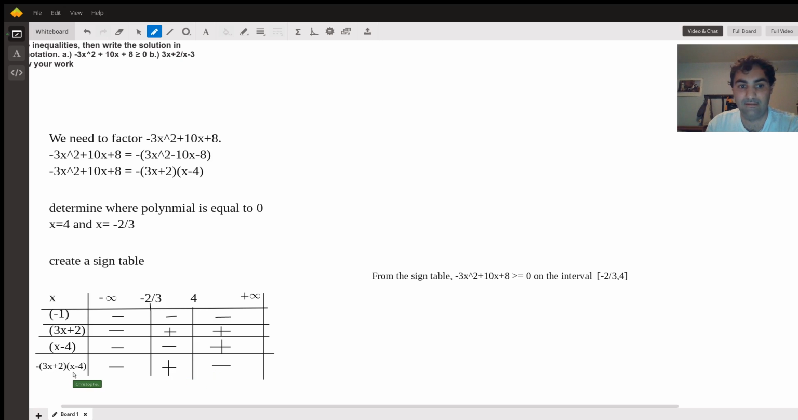So we can see that this expression is positive, greater than or equal to 0, on this interval here: x is between -2/3 and x is equal to 4. I'll let you figure out part B, but you just apply the same reasoning and you should get the answer.